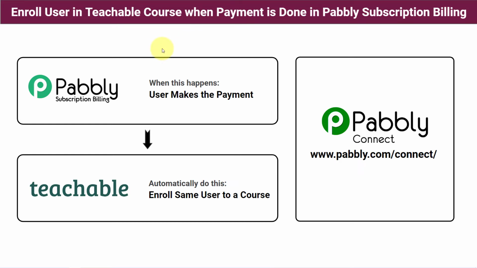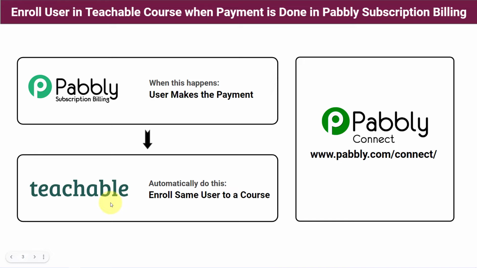This video is going to be very interesting for all the users who are selling any kind of courses or trainings online. Imagine that I am selling a course via Pabbly Subscription Billing software. Let's say you are selling it via Razorpay, Instamojo or any other software. Whenever the user makes a payment and purchases the course, how do you enroll the same user to your course in your learning management software?